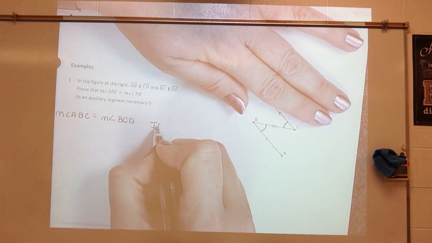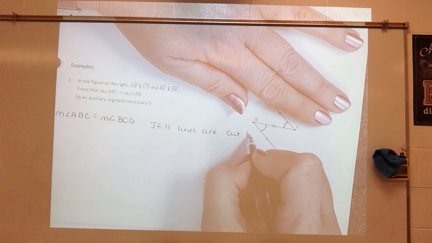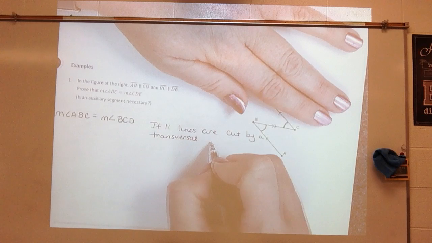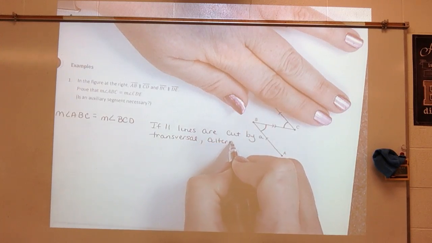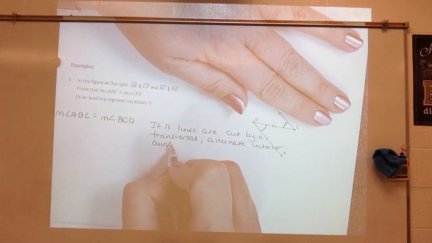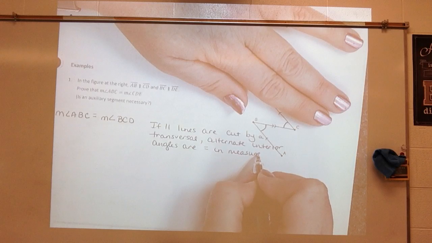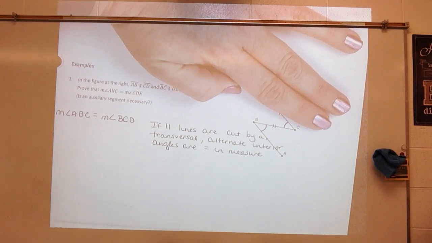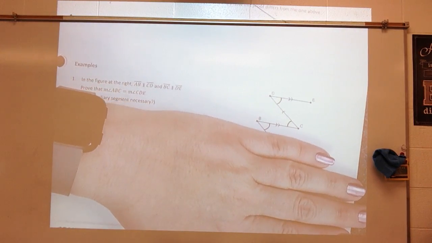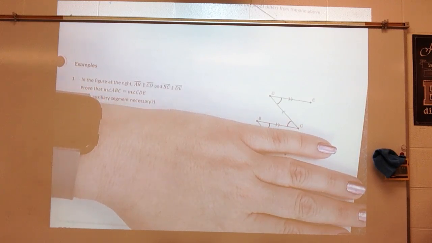So, if parallel lines are cut by a transversal, alternate interior angles are equal in measure. Now there's not much more that I can do here that's going to help me. So now I'm going to flip and pretend that that segment's not there, and I'm going to look at this as two parallel lines and a transversal.